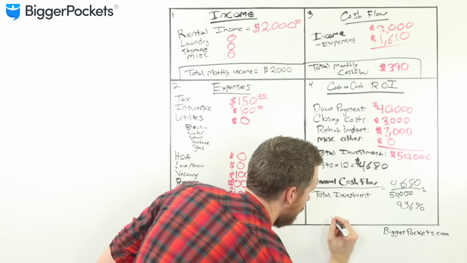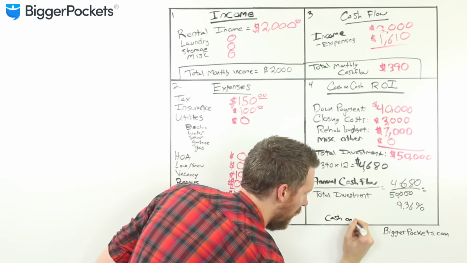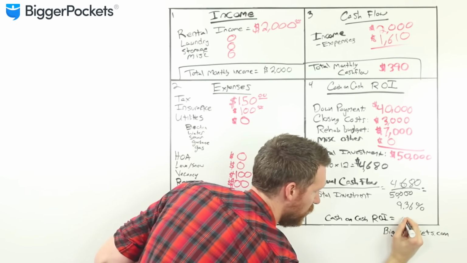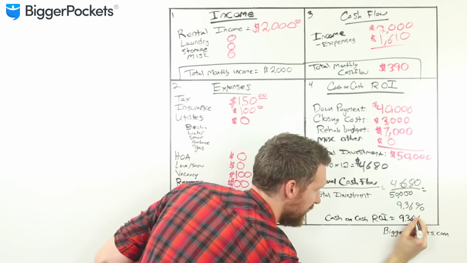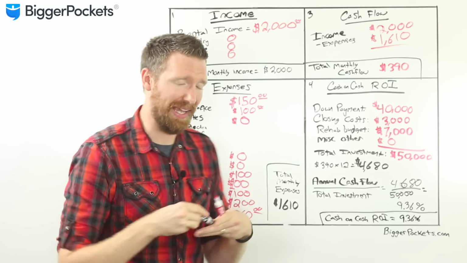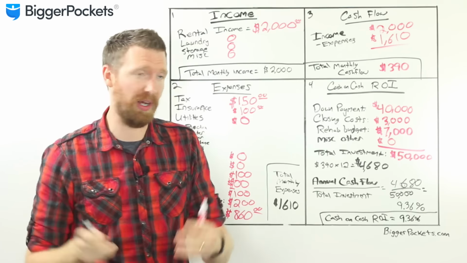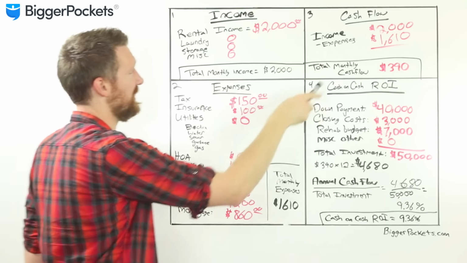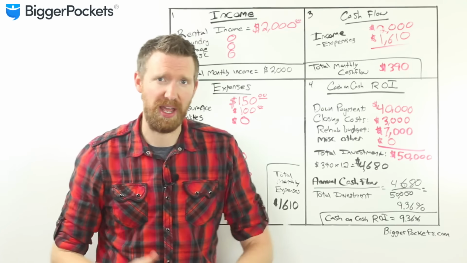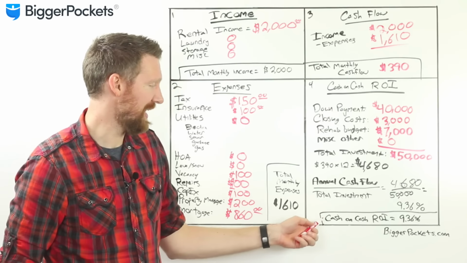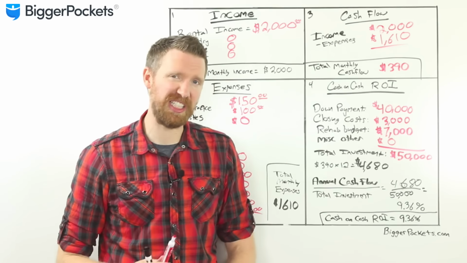So our cash on cash ROI is equal to 9.36%. So that is how we analyze a deal using the 4-square method. We got 4 boxes, 1, 2, 3, and 4, to figure out our income, expenses, our cash flow, and our cash on cash ROI. Now the question becomes, I know a lot of people are wondering, is a 9.36% cash on cash return good?